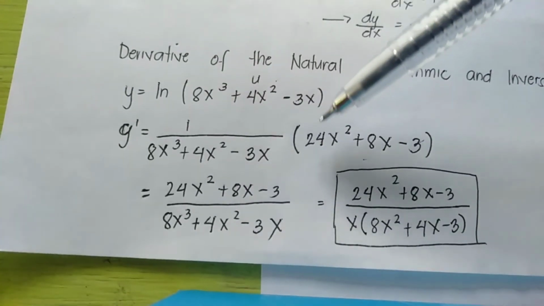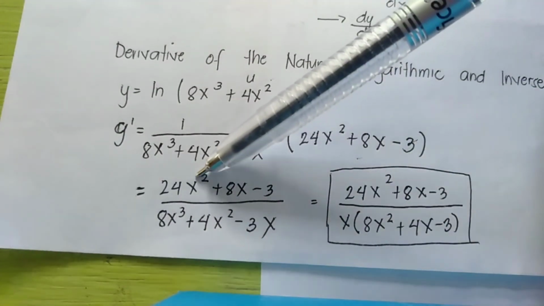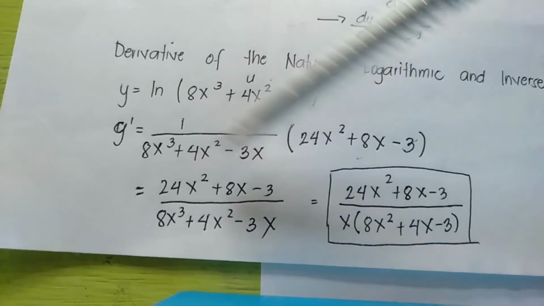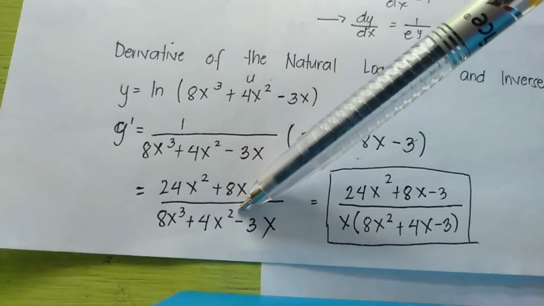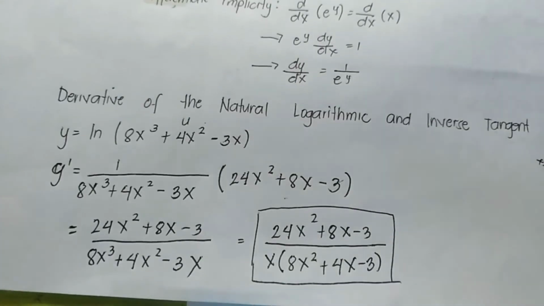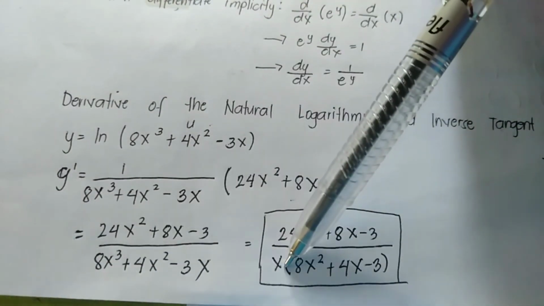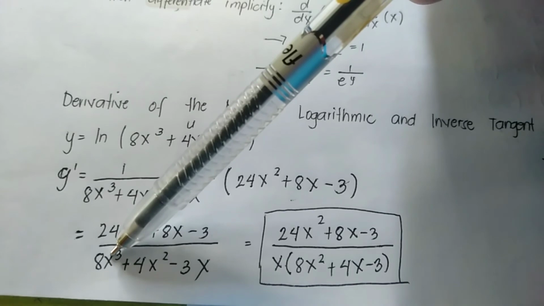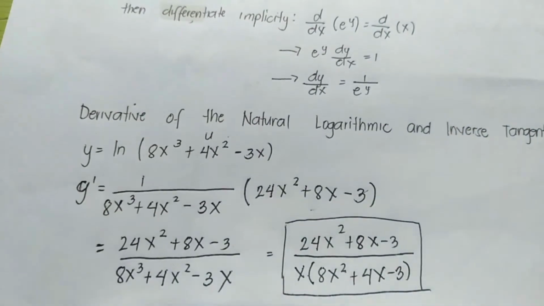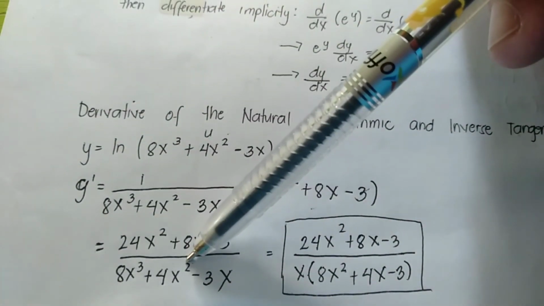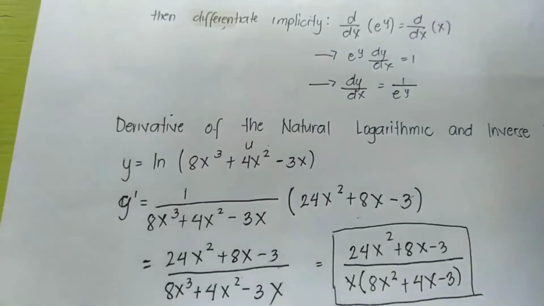Then multiply 1 times 24x squared plus 8x minus 3, which is 24x squared plus 8x minus 3 over 8x cubed plus 4x squared minus 3x. So there is a common factor in the denominator, the x. So x divided by x, 8x cubed divided by x is 8x squared, then 4x squared divided by x is 4x, then 3x divided by x is negative 3.